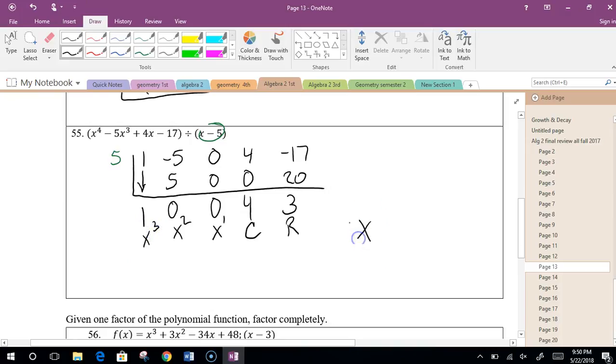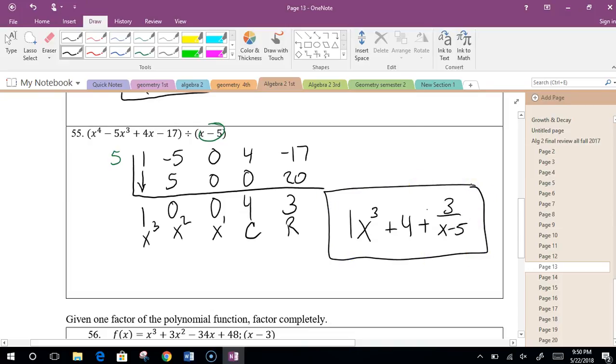How I would write this, I could put the 1 in there, 1x to the third plus 4, skip over the 2 that are blank, and that doesn't have an x on it, and then we have a remainder, so it's going to be positive 3 over x minus 5. That would be our final answer.